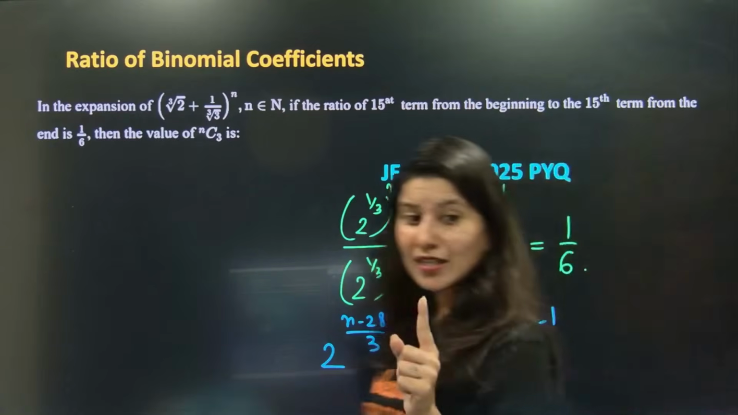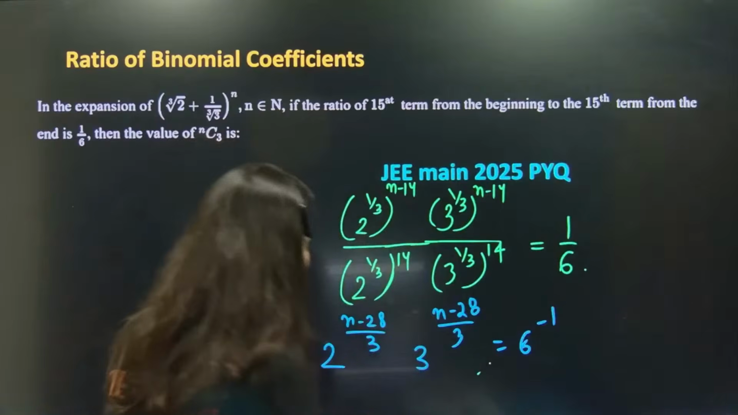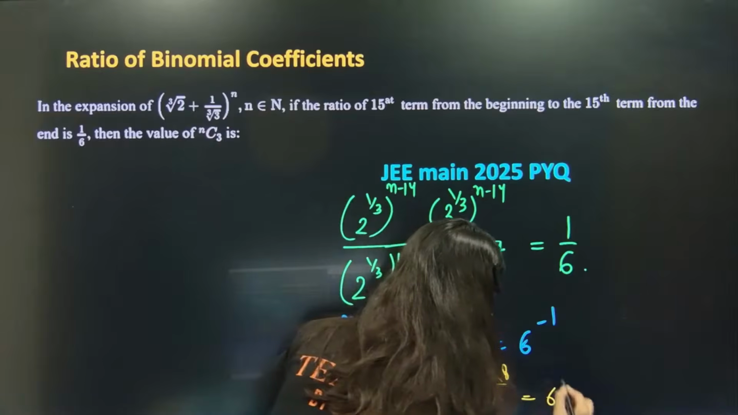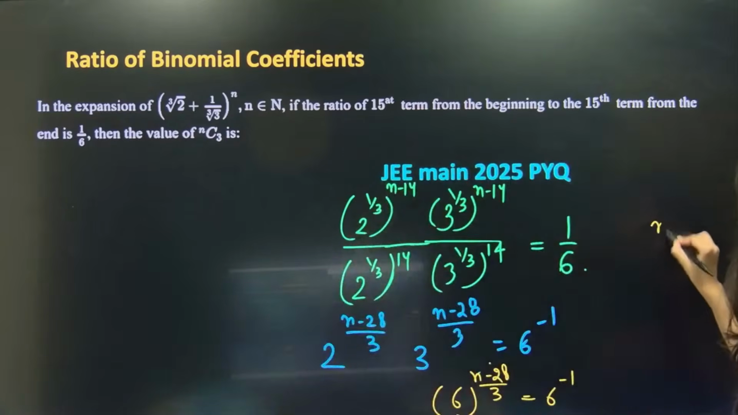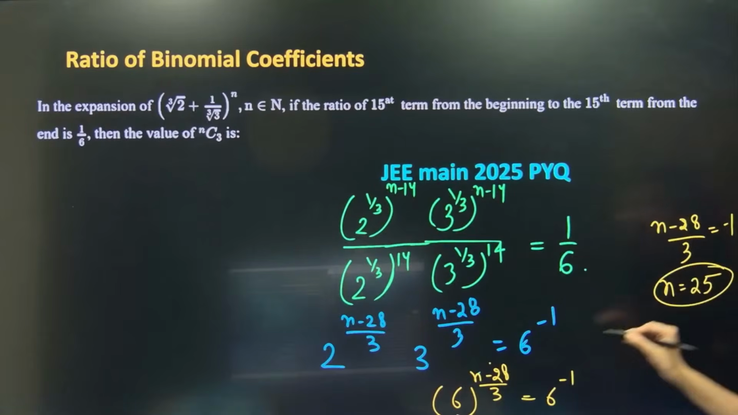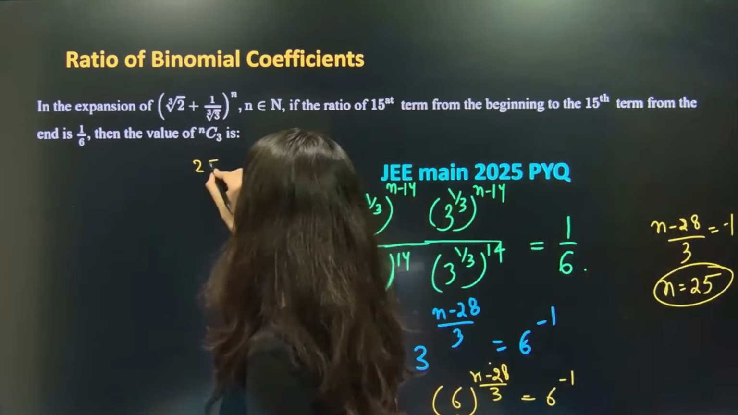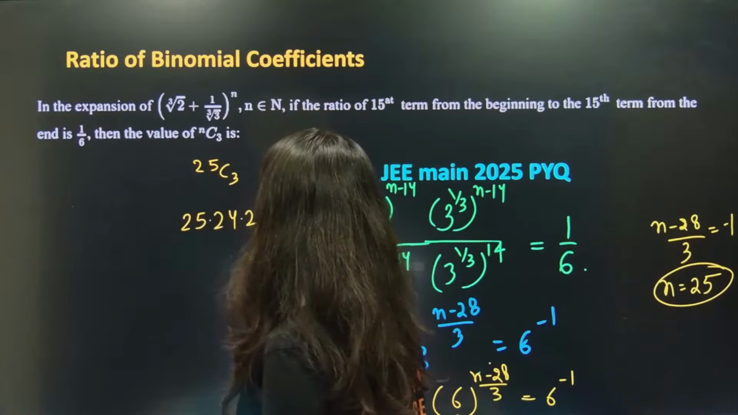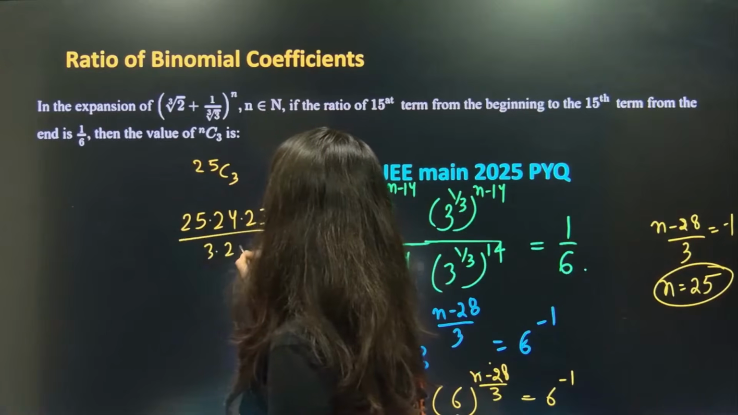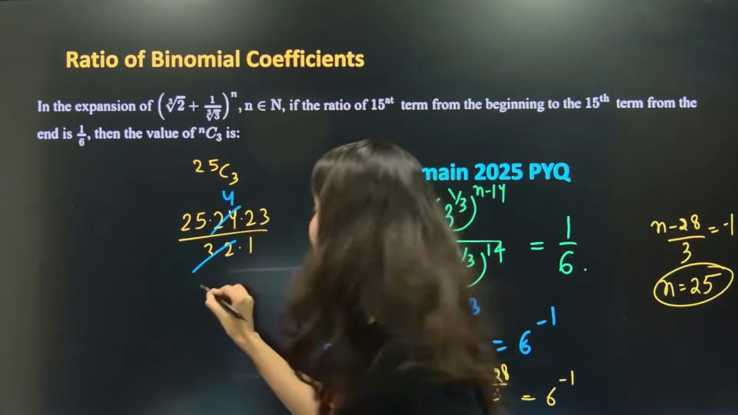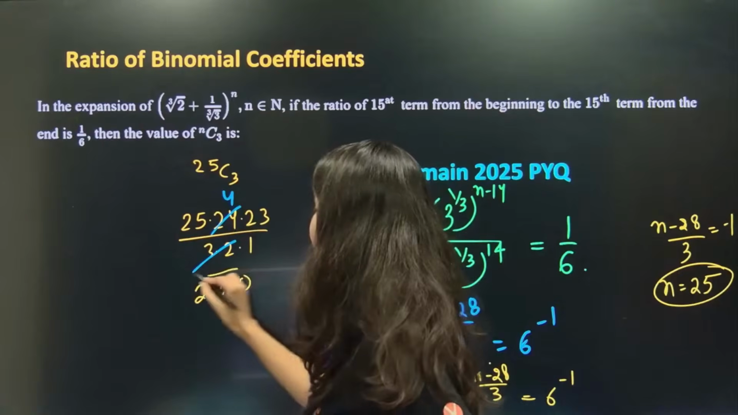One more time, can you see now the powers have become equal. So 6 power n minus 28 by 3 is equal to 6 power minus 1. So here n minus 28 upon 3 is minus 1. So n is equal to 25, my dear students. What they are asking is 25C3. 25C3 is equal to 25, 24, 23 upon 3, 2, 1. So 3 2s are 6, 6 4s are 24, 25 into 400. So 2300 will be the final answer.